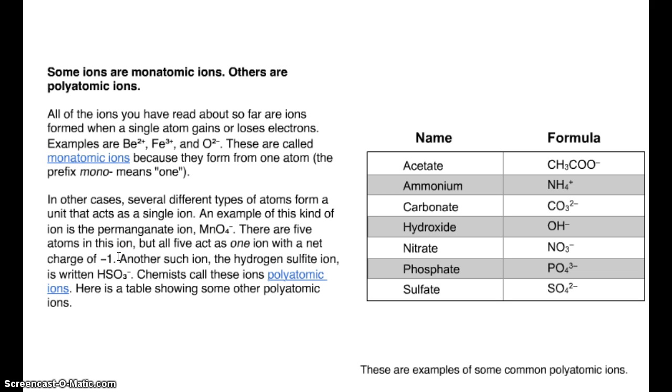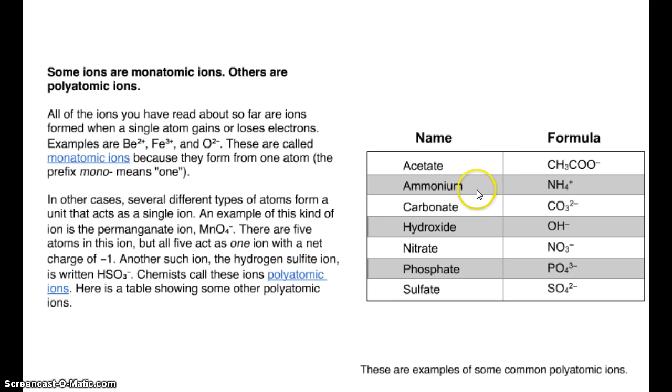Another such ion, the hydrogen sulfite ion, is written HSO3. So 1 hydrogen attached to 1 sulfur attached to 3 atoms of oxygen. They're all attached as a family. Together they have a -1 charge. Chemists call these ions polyatomic ions. Poly means many. Here's a table showing some other polyatomic ions.